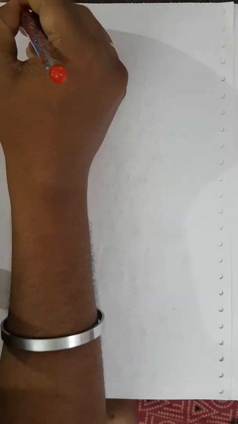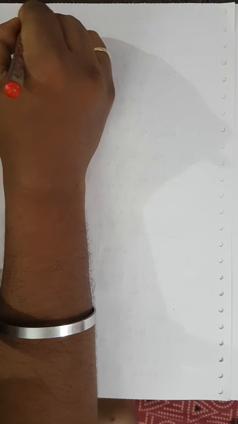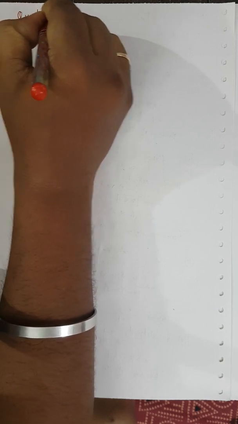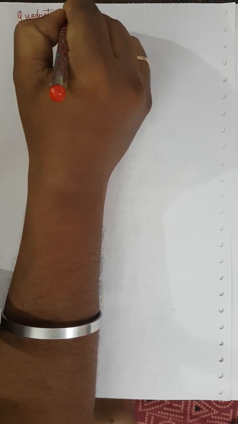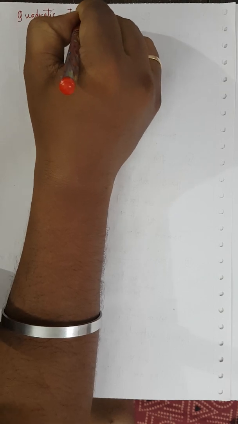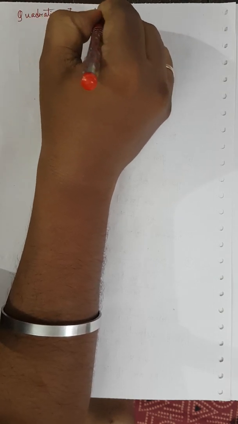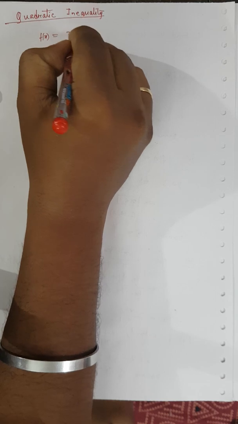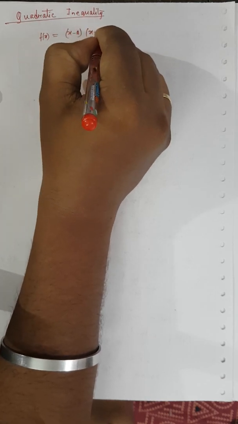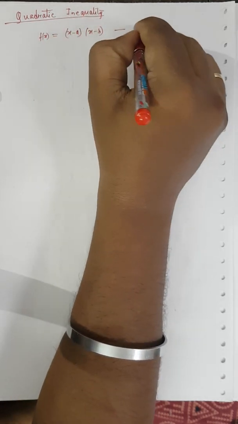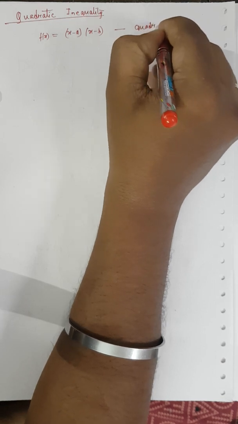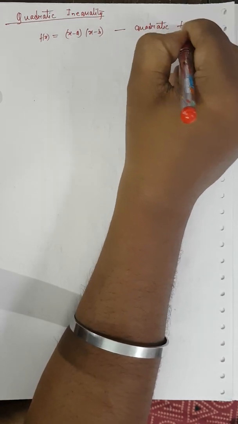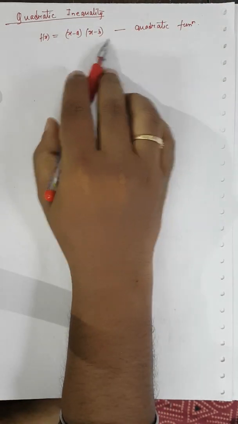Now we'll discuss quadratic inequality. Choose f of x is equal to (x minus a) into (x minus b). This is a quadratic function. It has two roots.